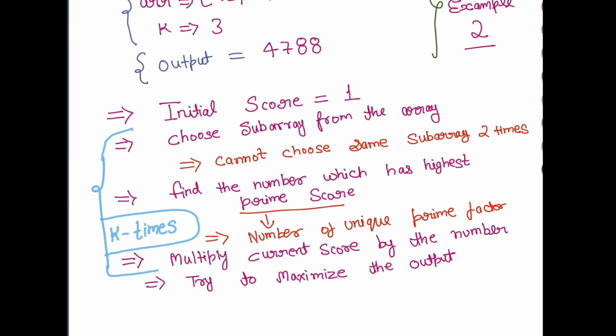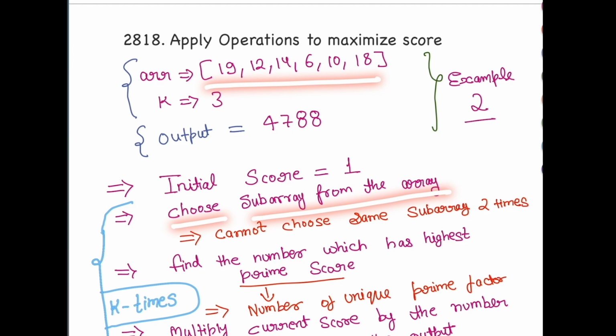The first thing we need to do is choose a subarray from the array. Now we have an array, right? We have to choose a subarray. For example, this is a subarray, or this is a subarray, and we can even call a single element a subarray. So first, choose a subarray, and the rule is you cannot choose the same subarray 2 times.